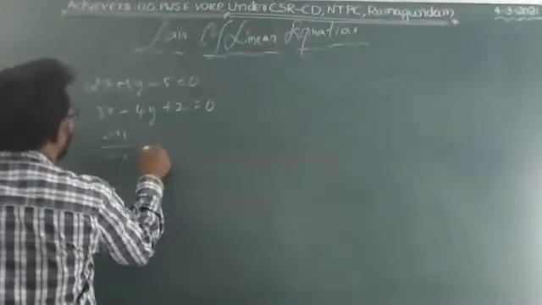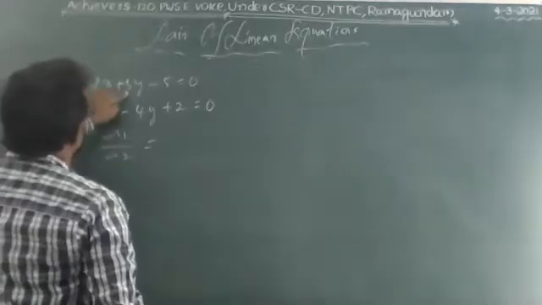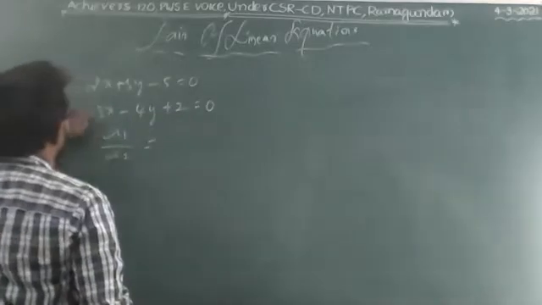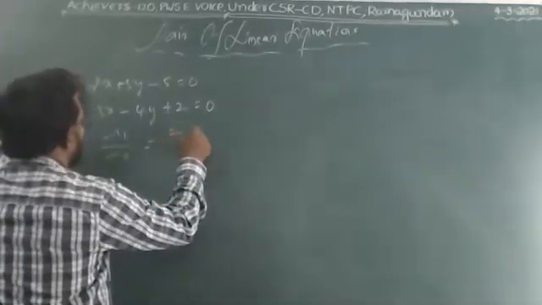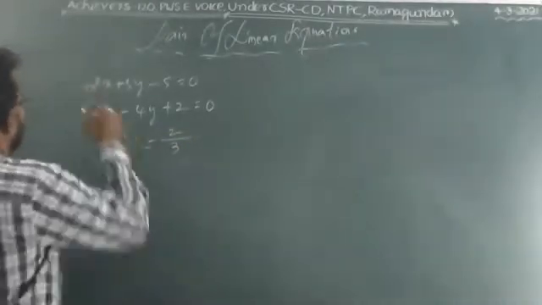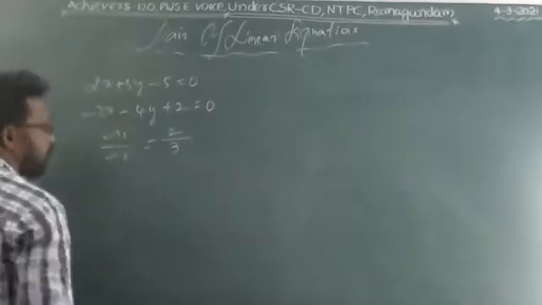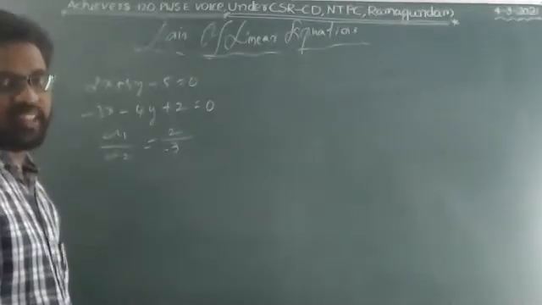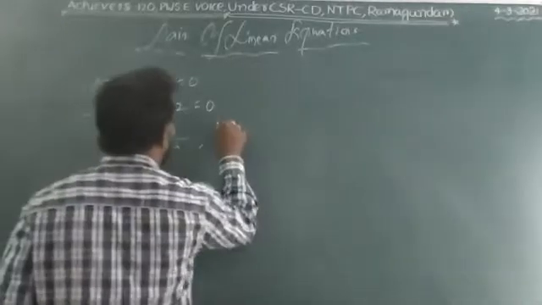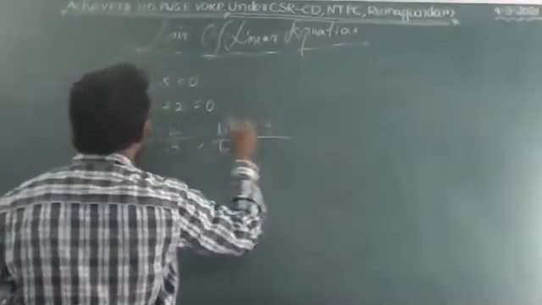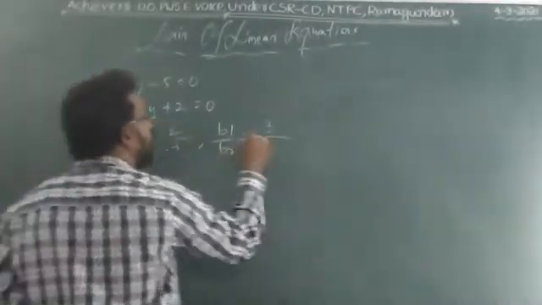First of all, we have to find a1 by a2. This is a1, b1, c1, and a2, b2, c2. What is a1? a1 is 2. What is a2? a2 is 3. Here, suppose this is minus 3, you have to take a2 value as minus 3. You should not forget that. Next, what is b1 by b2? b1 is 3. b2 is minus 4.